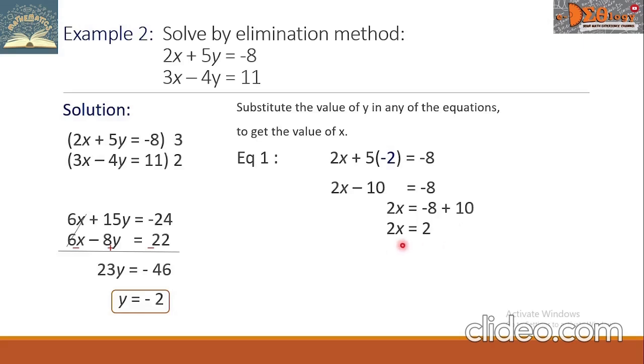To solve for x, we divide the equation by 2. So x equals positive 1. This is the value of x.